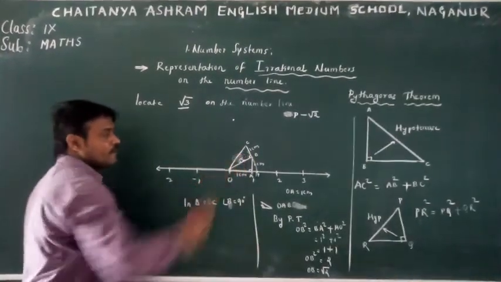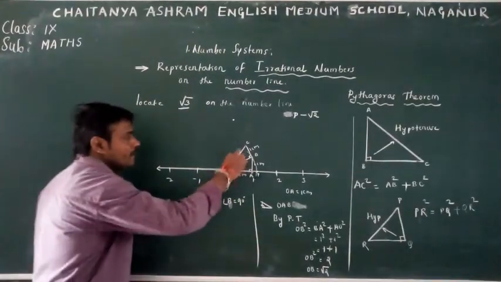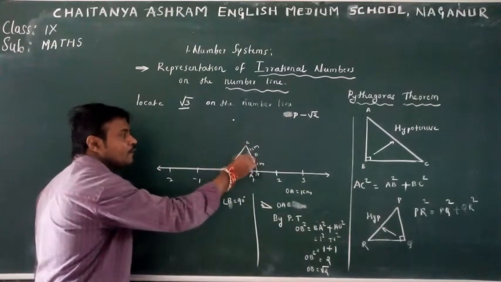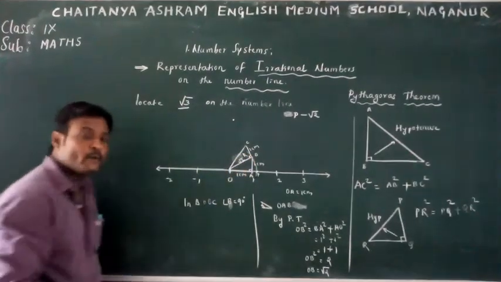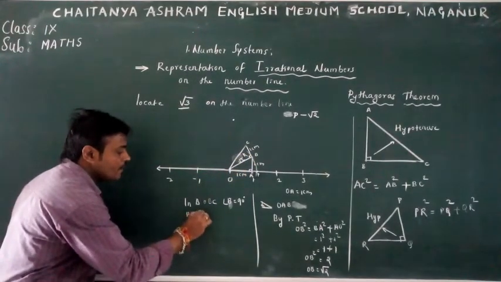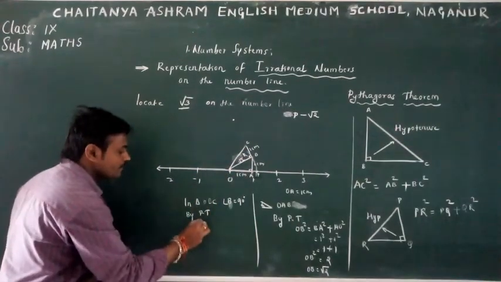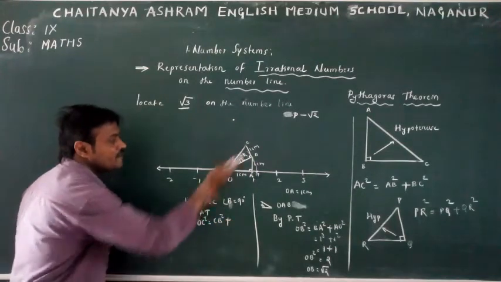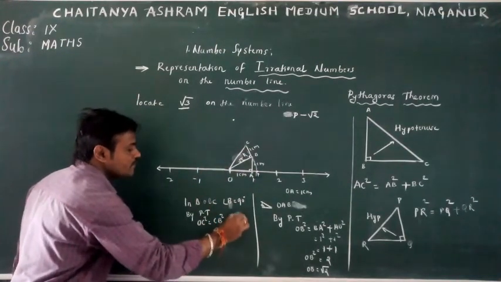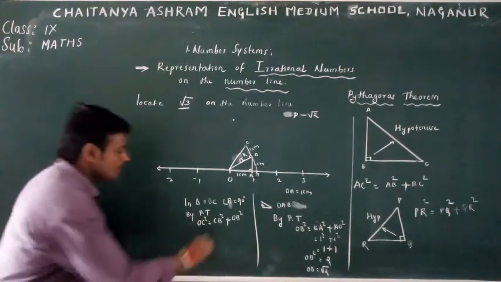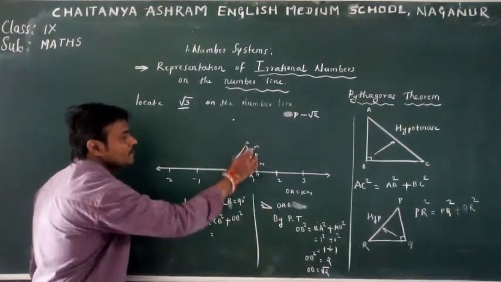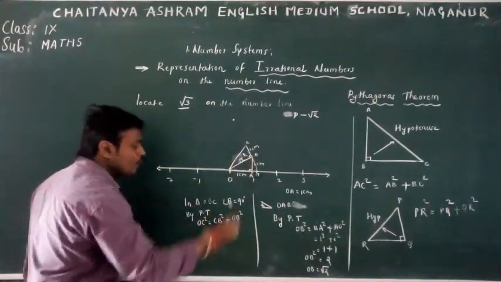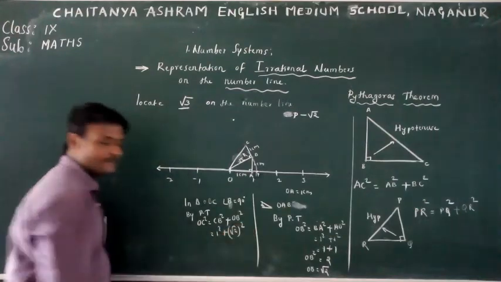So apply the Pythagoras theorem. This is a right angle triangle, so here it is 90 degrees, and OC is the hypotenuse. By Pythagoras, OC square is equal to CB square plus OB square. CB is 1, so its square is 1. OB is root 2, so we need its square.